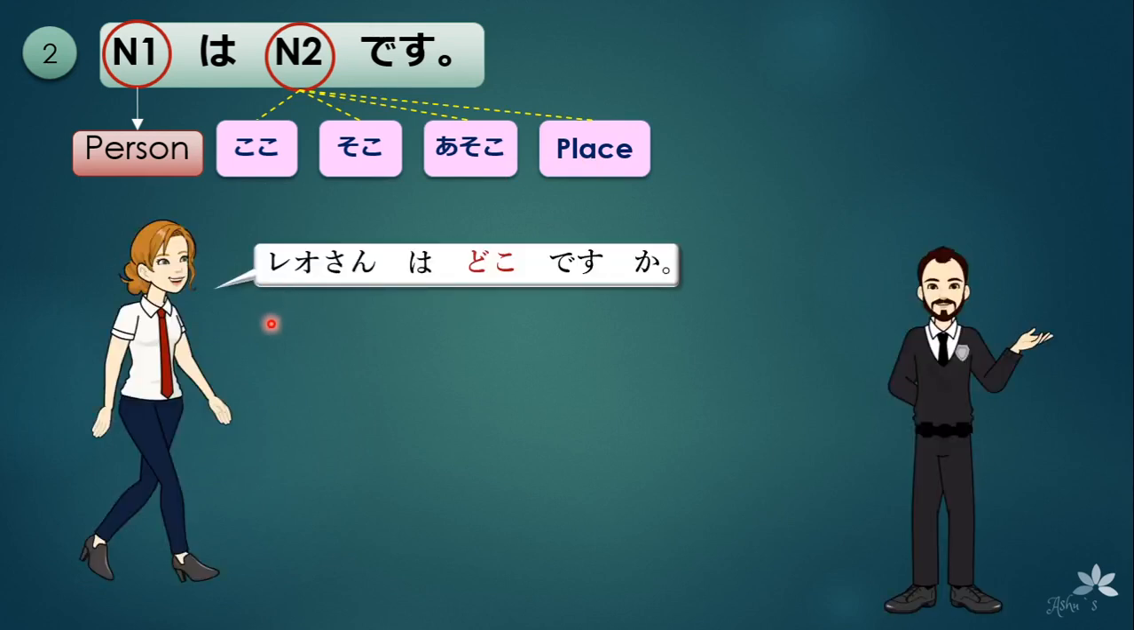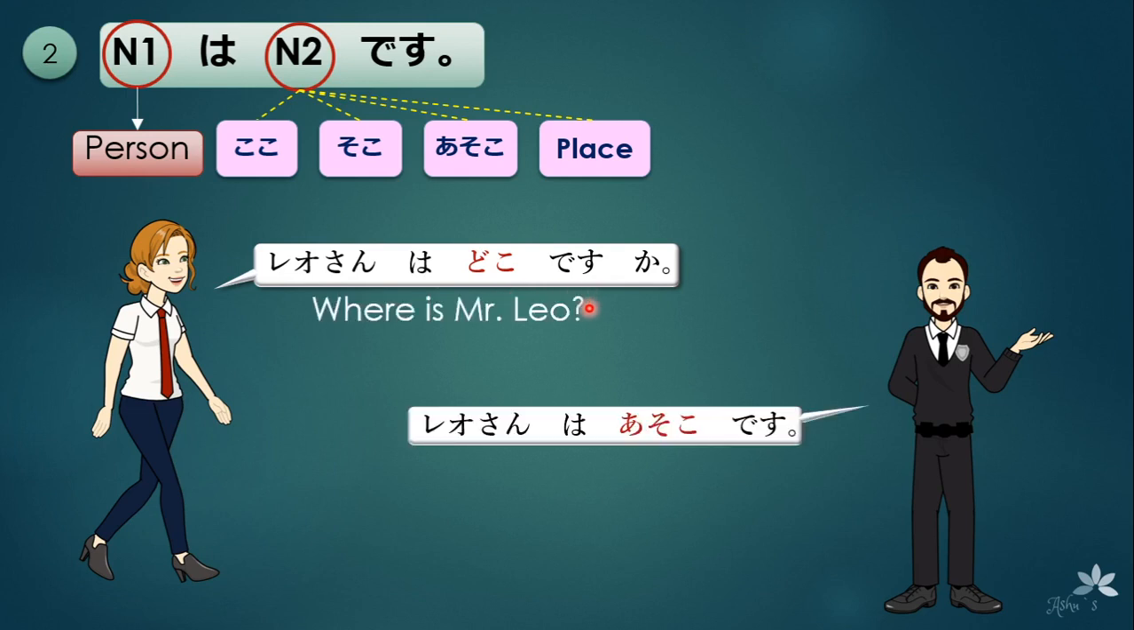Now she's asking, Reo-san wa doko desu ka? Where is Mr. Leo? He says, Reo-san wa asoko desu. Mr. Leo is over there. Here, in place of N2, the word asoko is there. N1 is a person, Reo-san, and N2 is asoko.